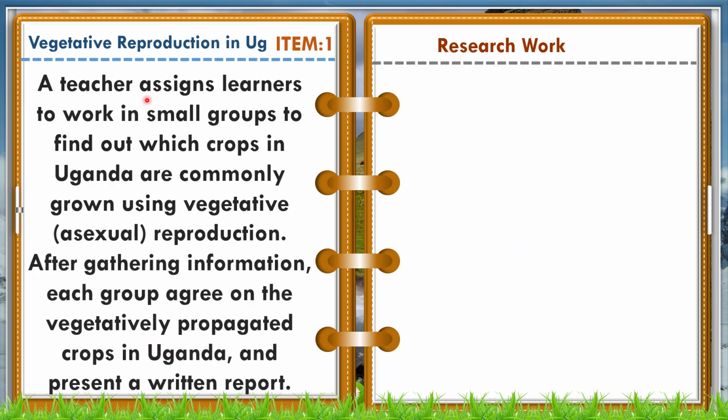A teacher assigns learners to work in small groups to find out which crops in Uganda are commonly grown using vegetative, or what we refer to as asexual, reproduction. After gathering information, each group agrees on the vegetatively propagated crops in Uganda and presents a written report.